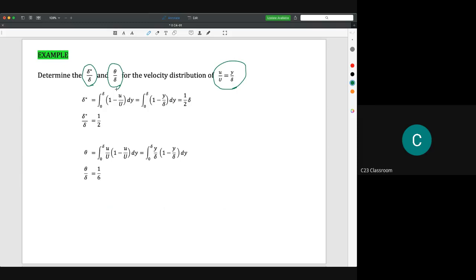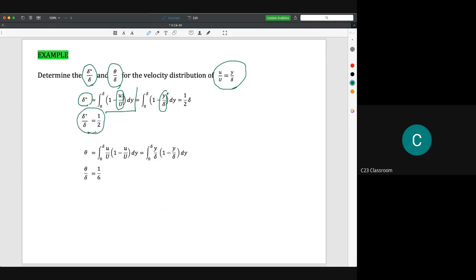So the idea is simple. We know that the equation of delta star is given as the integration of 1 minus u over U dy. So we substitute the value of u over U here with y over delta, and then we solve the integration process, and we get that delta star over delta is 1 over 2.